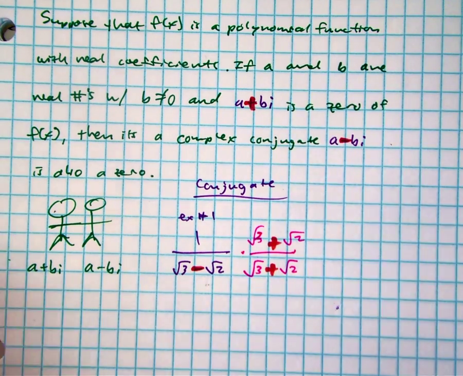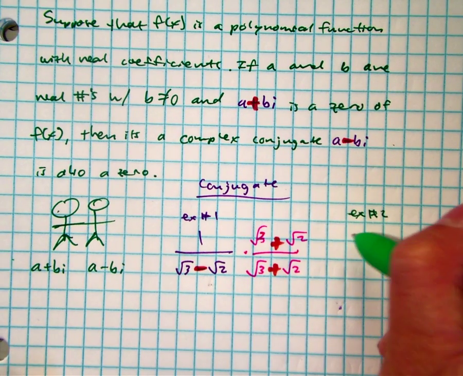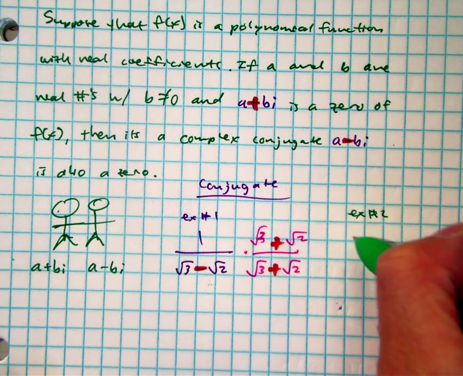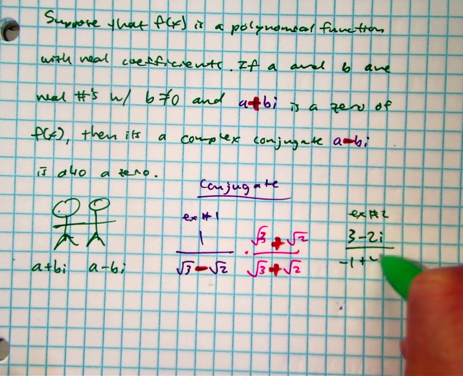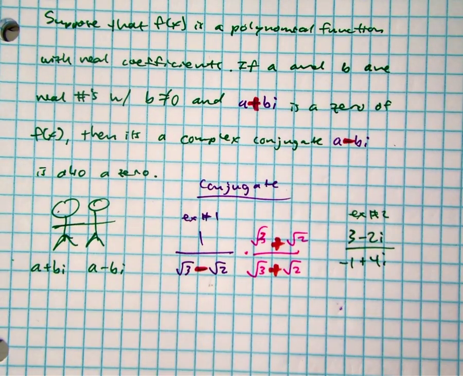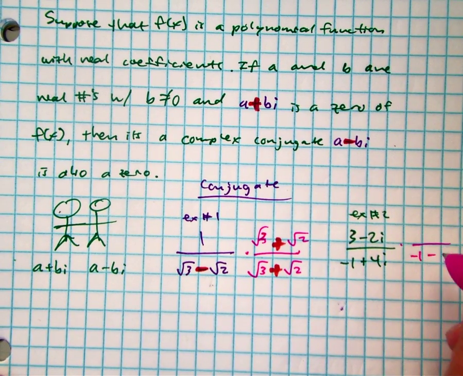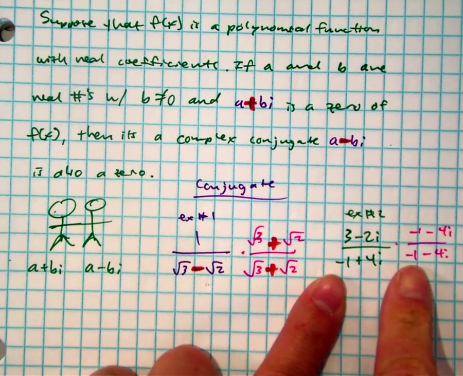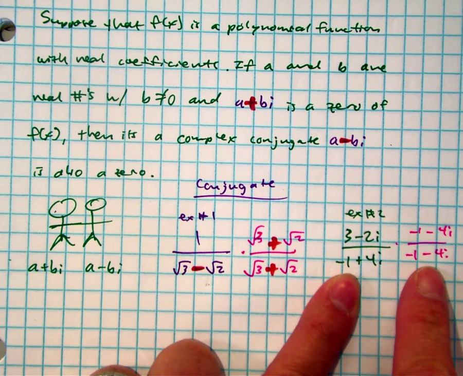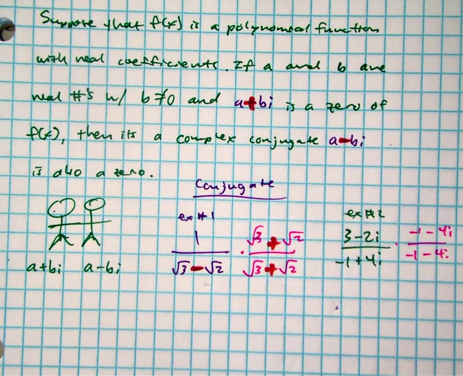Here's a second example. We're just reviewing the idea of what a conjugate is. 3 minus 2i over negative 1 plus 4i. The conjugate in this problem is negative 1 minus 4i. And then I repeat it in the numerator. So it's essentially the same thing. The only thing I've changed is what, class? The signs.